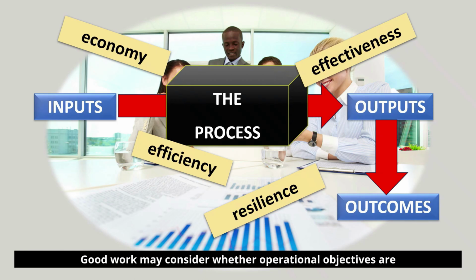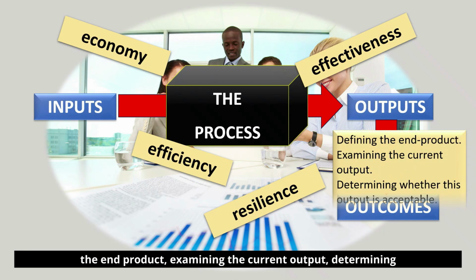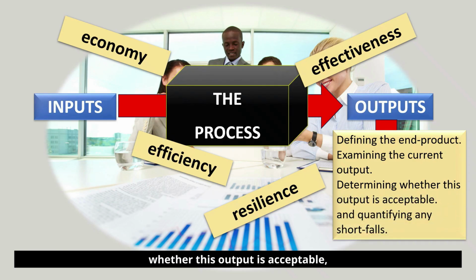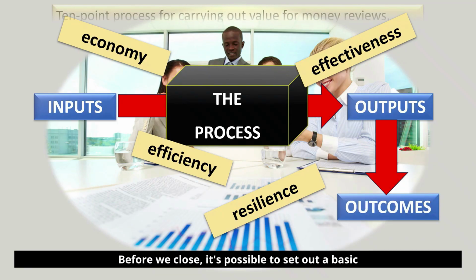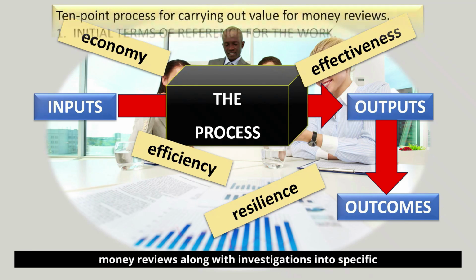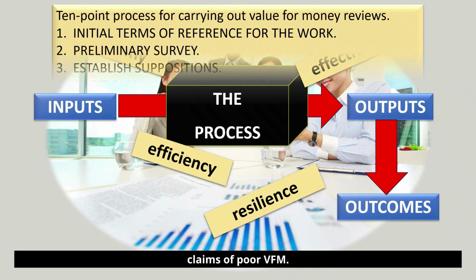Audit work may consider whether operational objectives are being achieved by defining the end product, examining the current output, determining whether this output is acceptable, and quantifying any shortfalls. This may be based around customers' perceptions as recipients of the relevant products and services. Before we close, it's possible to set out a basic checklist for carrying out value for money reviews, along with investigations into specific claims of poor VFM.